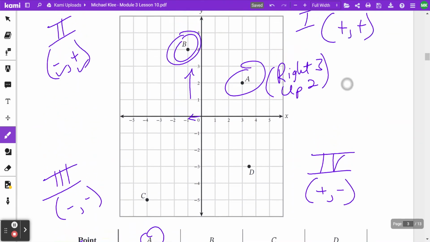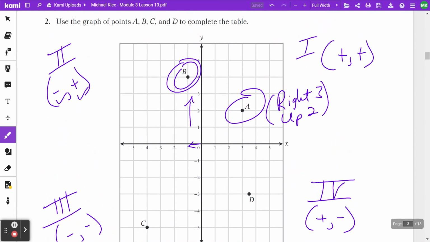All right, so that's the deal, folks, with the quadrants and how to locate some ordered pairs and how to write them and fun stuff like that.